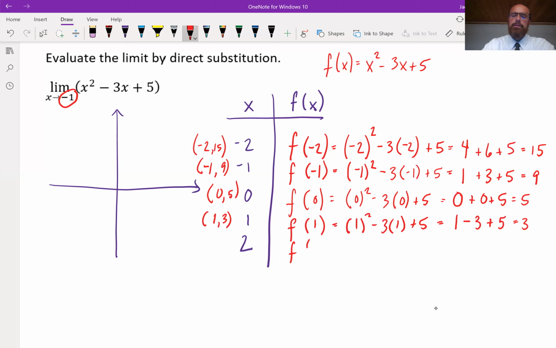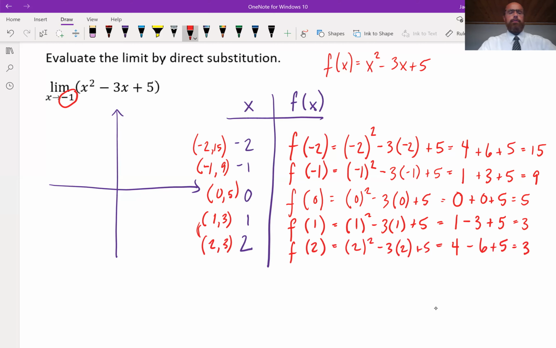And our last point here is f at 2, x value of 2. So that's 2 squared minus 3 times 2 plus 5. And that's 4. 2 squared is 4 minus 6 plus 5. And 4 minus 6 is negative 2. Negative 2 plus 5 is 3. So that is the point 2 comma 3. So definitely it looks like my vertex is in between these 2 points.